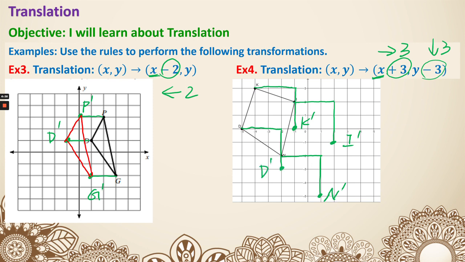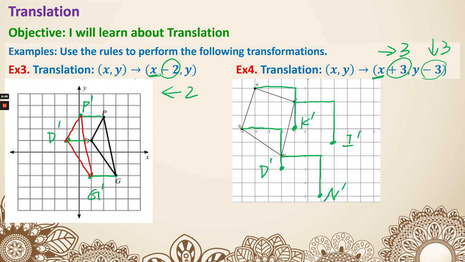So as you can see, there may be times when you actually go through the translation process, it's going to go through some of the original points. So please make sure that right after you find a new position for a point, you actually label it and draw a big dot to indicate that's the new point.